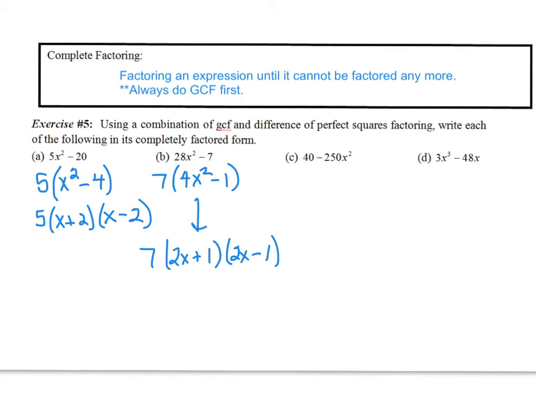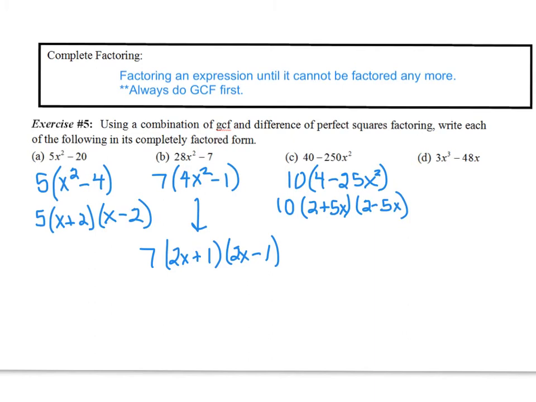In example C, I've got 40 minus 250x squared. So for this one, I see that I can factor a 10 as my greatest common factor out, and I'll be left with 4 minus 25x squared. But of course, 4 minus 25x squared is again the difference of two perfect squares. So I'm going to factor that into 2 plus 5x times 2 minus 5x.